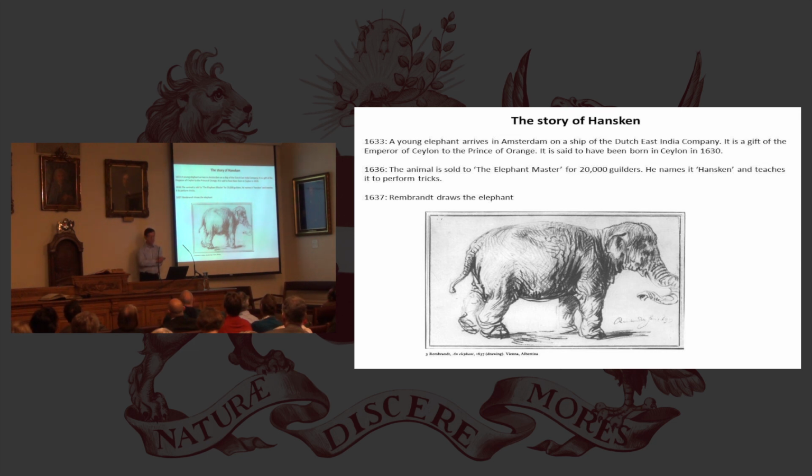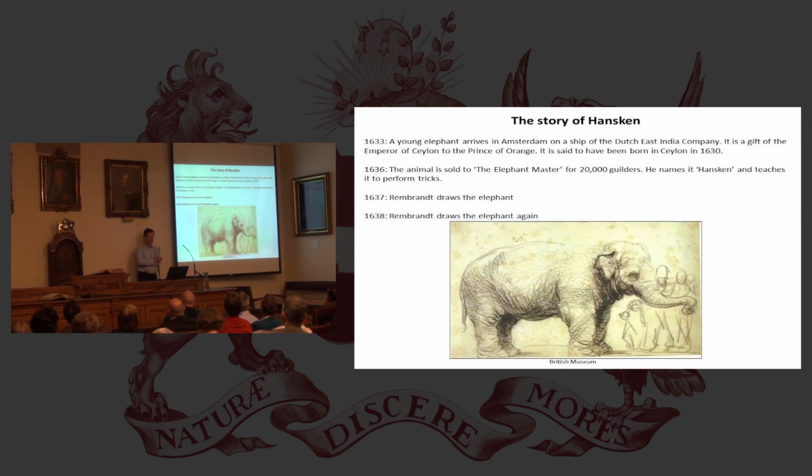1637, that is an illustration by Rembrandt of Hansken, which is in a museum in Austria now. In 1638, Rembrandt drew the elephant again, and this one you can see in the British Museum. This time he put some human figures there to give it some scale. If the birth date of 1630 is correct, Hansken was 8 years old at that time.